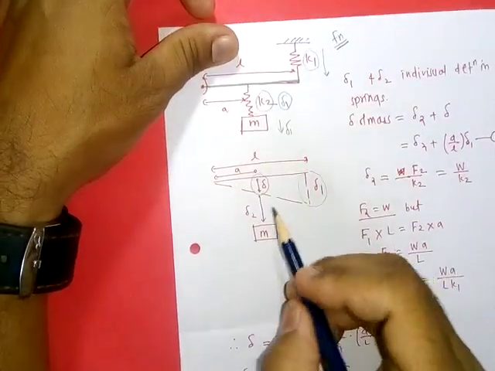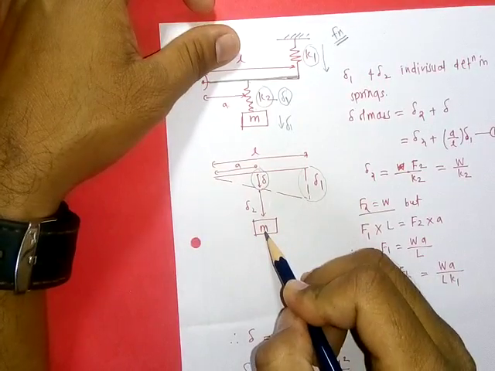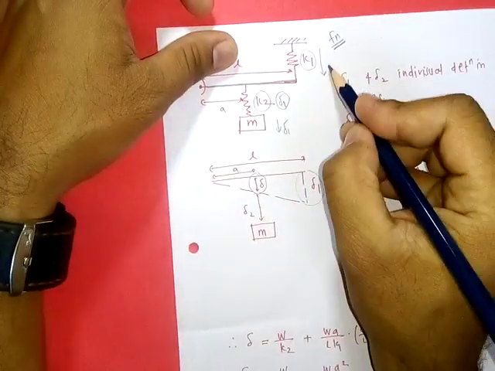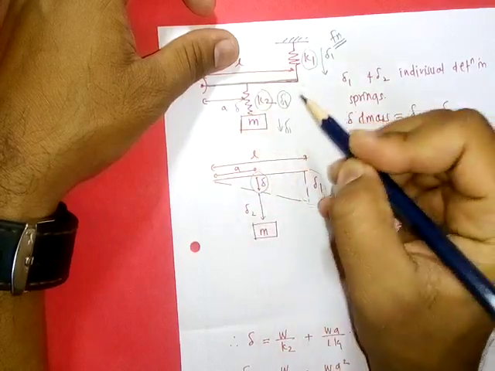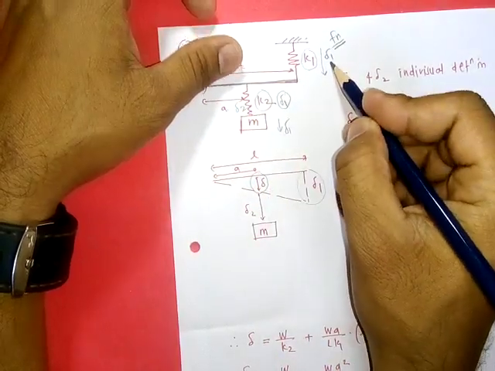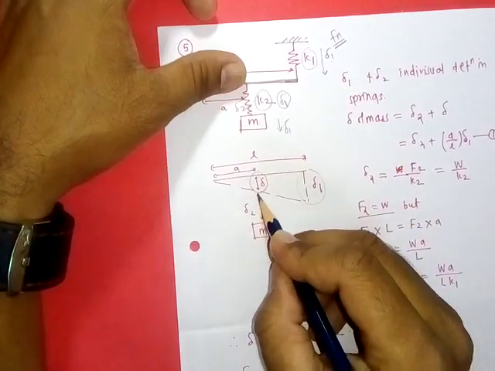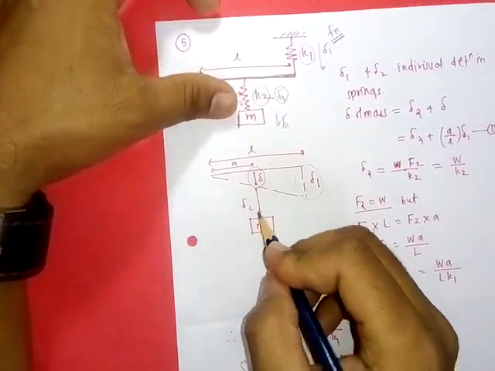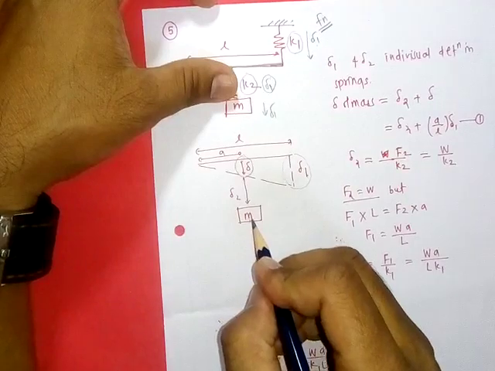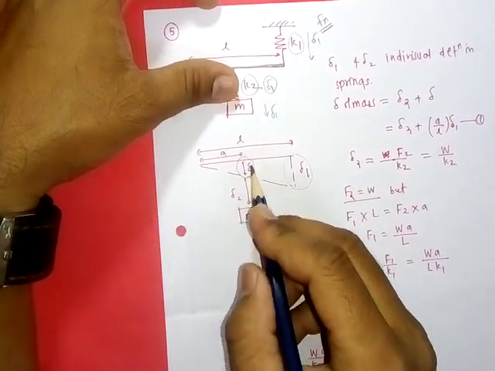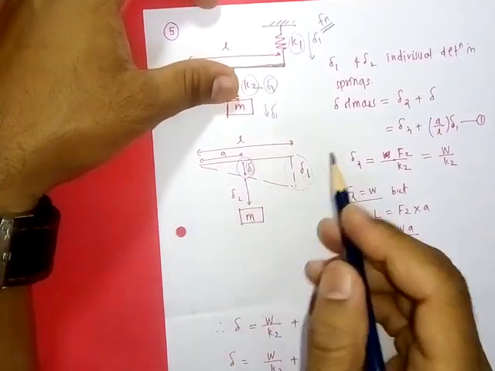So the total deformation of the mass due to deformation in the springs: if del 1 and del 2 are the deformations in the individual springs, this del 1 is the deformation in spring 1 separately, and del 2 is the deformation in spring 2 separately, then the deformation of m is del 2 plus this del, not del 1.